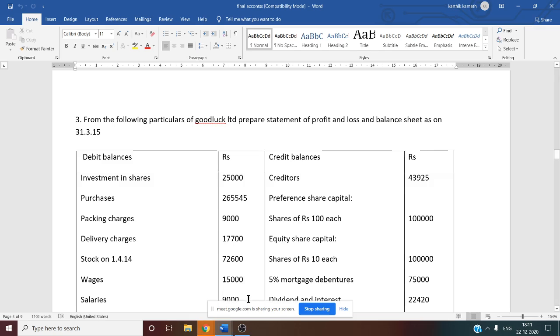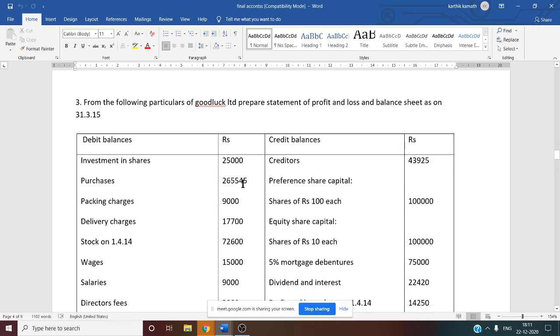Yes. So now see this. In the last class, we discussed half of the problem, where we prepared a profit and loss account and notes to the profit and loss account. Now we have to continue with that same problem. We have to prepare notes to balance sheet and the final vertical form of balance sheet.